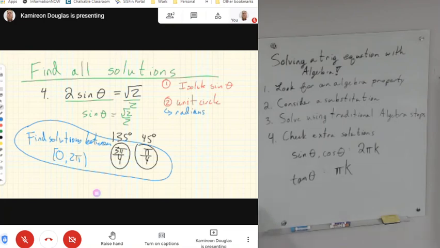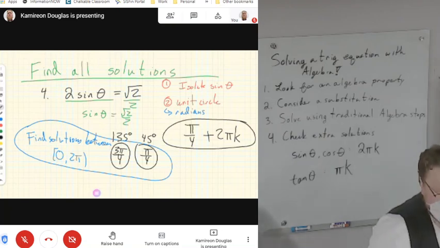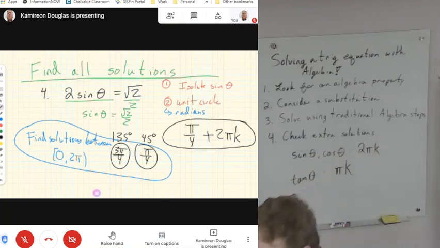Well, here's how you write them. We write the first solution, pi over 4, and we tell it, hey, this is going to repeat. So I say plus however many times it repeats, in this case, 2 pi k. This represents all possible solutions, because every 2 pi, I get another answer. So I write 2 pi k, indicating that every 2 pi there is going to be a new answer.